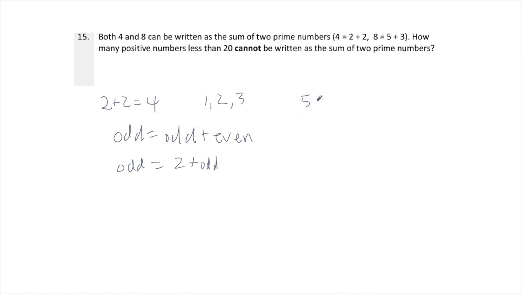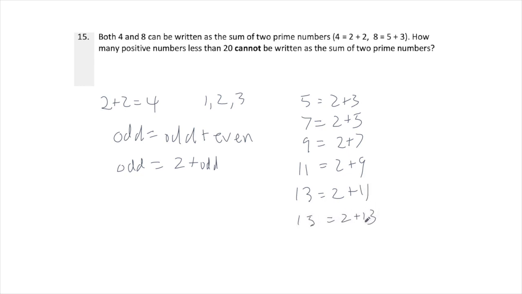So 5 is equal to 2 plus 3, 7 is equal to 2 plus 5, 9 is equal to 2 plus 7, 11 is equal to 2 plus 9, 13 is equal to 2 plus 11, 15 is equal to 2 plus 13, 17 is equal to 2 plus 15, and 19 is equal to 2 plus 17.